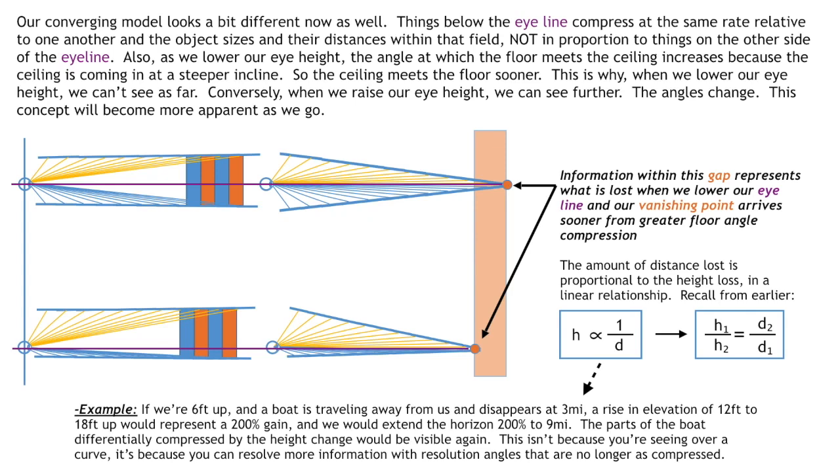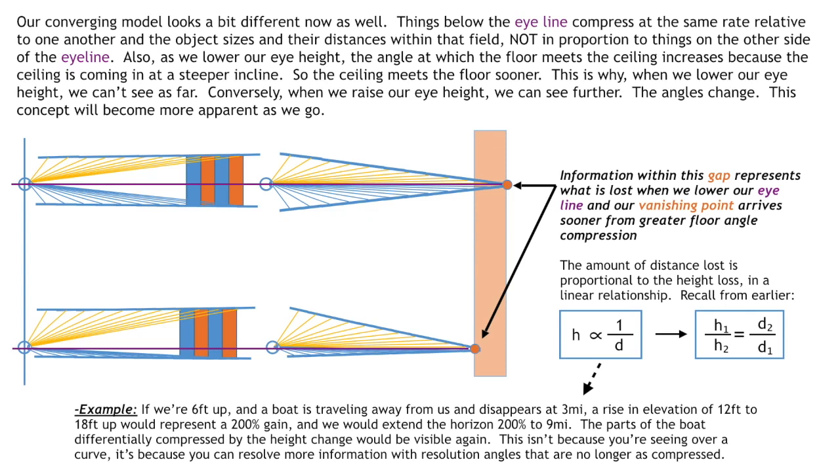What ends up happening then is that we bring our horizon line, or our horizon distance, excuse me, in further. We cannot see as far. So information that's in this gap, that's this orange rectangular gap here, represents what is lost when we lower our eye line and our vanishing point arrives sooner from a greater floor angle compression. The amount of distance lost is proportional to the height loss in a linear relationship. So recall from earlier that the height was inversely proportional to the distance, and h1 over h2 equaled d2 over d1.